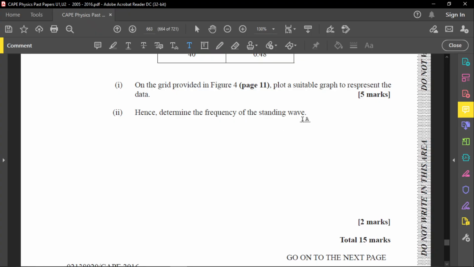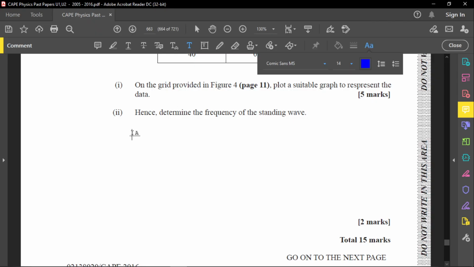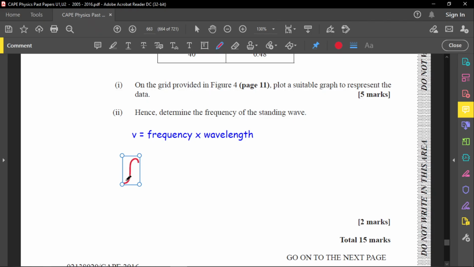There are two ways that you can calculate this. If you want to find frequency, let's give you a formula first. Speed is equal to frequency multiplied by wavelength. If you want to find the frequency, then it's going to be speed divided by wavelength. So the frequency would equal the speed over the wavelength.